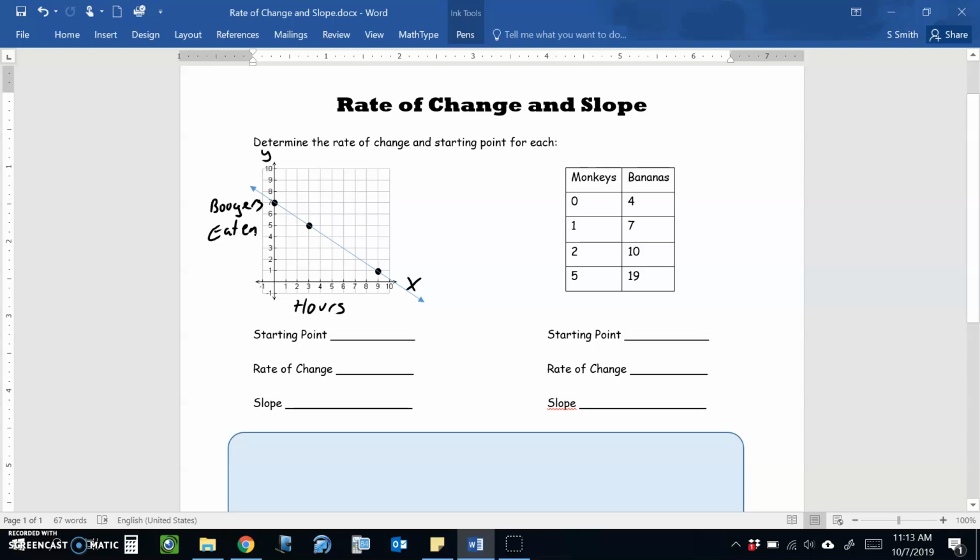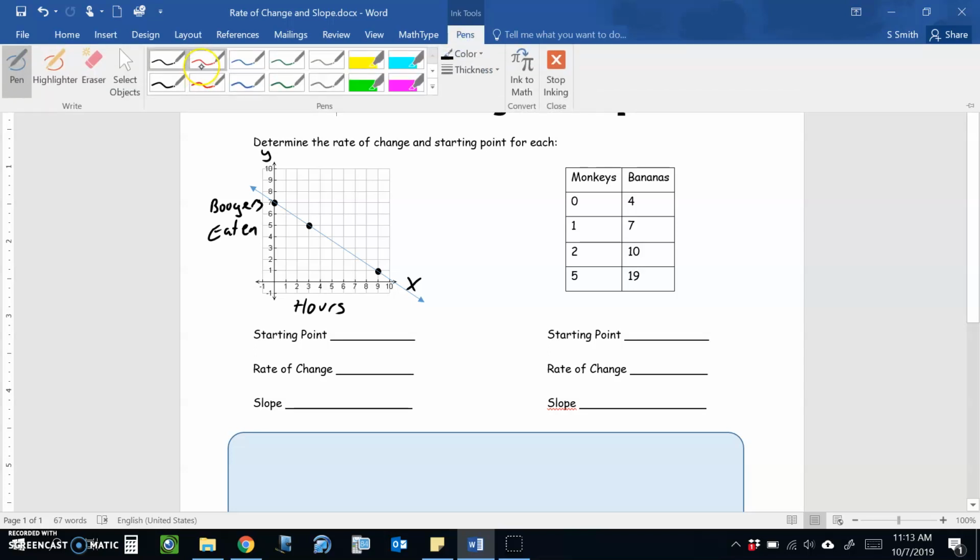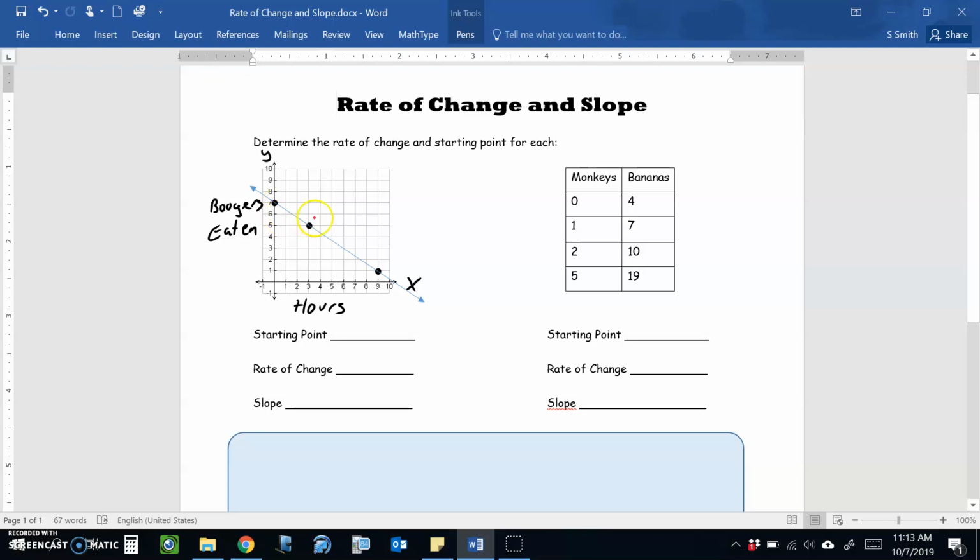Anywho, back here. The way we find the rate of change is by finding the rise over run. But actually, sorry, let's start with the starting point. Where does this graph start? Well, the starting point is where it intersects with the y-axis. At 0 hours, when I started collecting data, this kid had already eaten 7 boogers. That's disgusting, right? Anyways, the starting point is where the graph starts. It's the y-intercept. But the rate of change, remember, is where we find the rise over run.